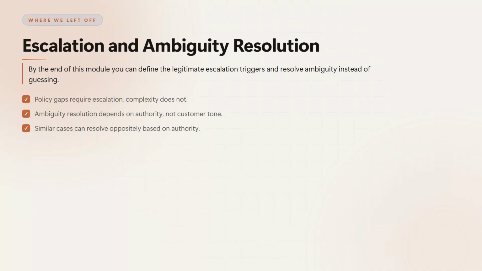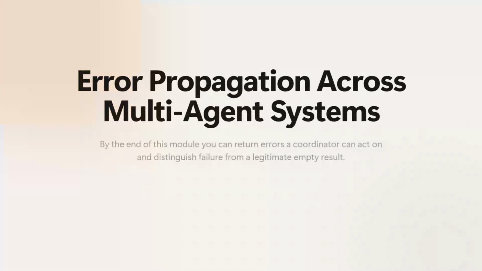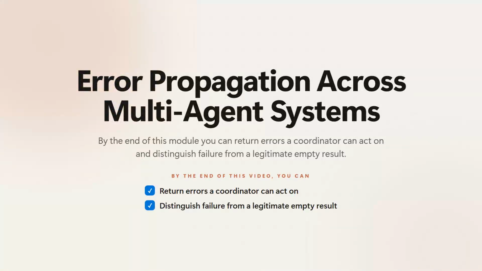In this module, we'll focus on returning errors that a coordinator can actually act on, and we'll draw a sharp line between a true failure and a legitimate empty result, because in a chain of agents, that distinction is everything. By the end of this module, you can return errors a coordinator can act on and distinguish failure from a legitimate empty result. Here is how this module builds up.